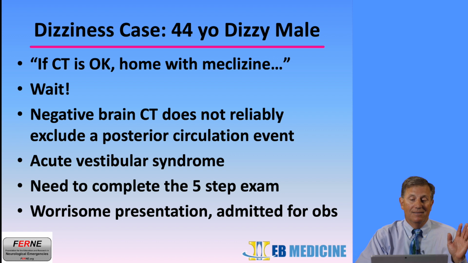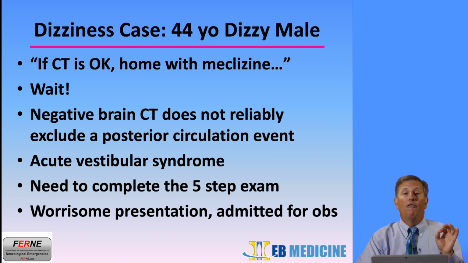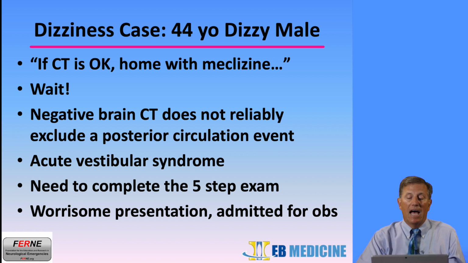Wait! If the CT is okay, home with meclizine. Remember, a negative brain CT does not reliably exclude a posterior circulation event. Acute vestibular syndrome, you need to do the 5-step HINTS exam and have all 5 of those suggest a peripheral etiology. If it's a worrisome presentation, where the guy says, I'm walking like I'm drunk, I can't stand up, something's wrong, that worrisome presentation requires admission for observation.